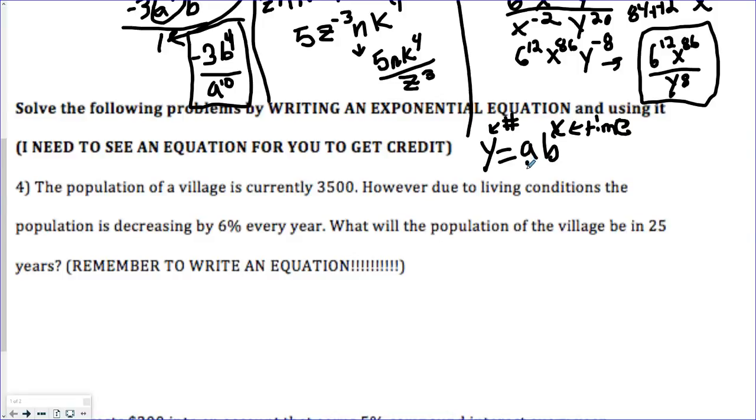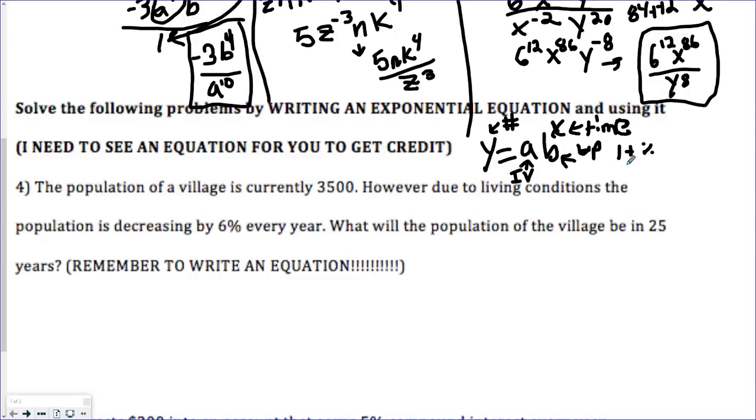A is what we call the IV, the initial value or the starting amount. So A is how much of the thing you start with, and then B is tricky. B depends on whether it's a percent increase or decrease. So if it's an increase, if you're going up, B is 1 plus the percent.